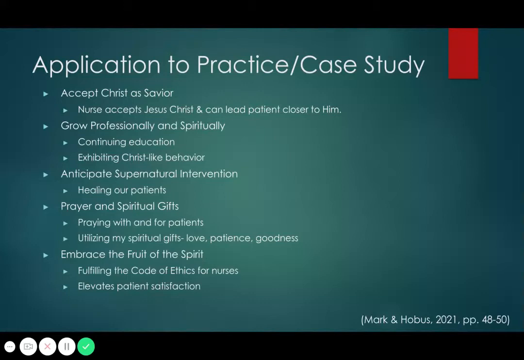Prayer and spiritual gifts. So praying with and for patients is important. At our hospital, we can consult the pastor, so he'll come in the room and he'll pray with the family and talk with the family, and I always try to be in the room when he's there. And then utilizing my spiritual gifts, which the three that I feel go along with the care that I provide is love, patience, and goodness.